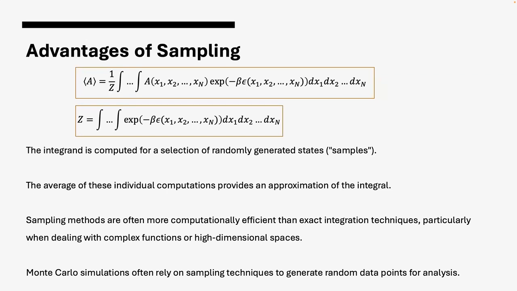In sampling, the integrand is computed for a selection of randomly generated states. The average of these individual computations provides an approximation of the integral. Sampling methods are often more computationally efficient than exact integration techniques, particularly when dealing with complex functions or high-dimensional spaces. Monte Carlo simulations often rely on sampling techniques to generate random data points for analysis.